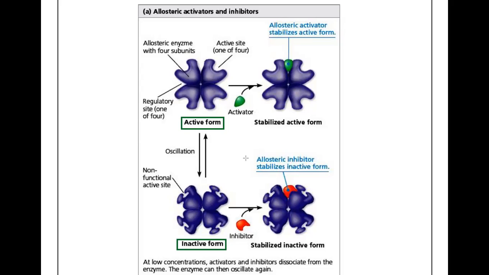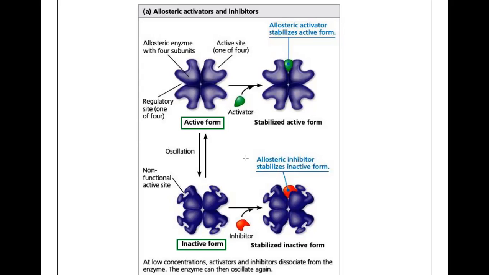No. From active form, it will shift to inactive form. From inactive form, it will again shift to active form. Active form, inactive form, active form, inactive form. That way, there is an oscillation. Understood?